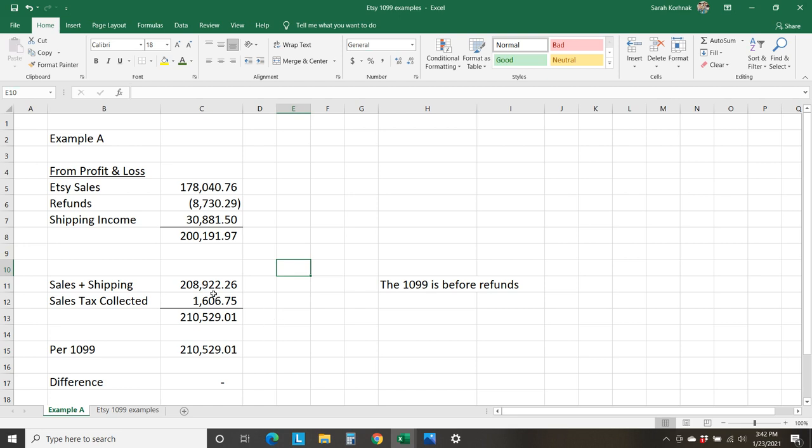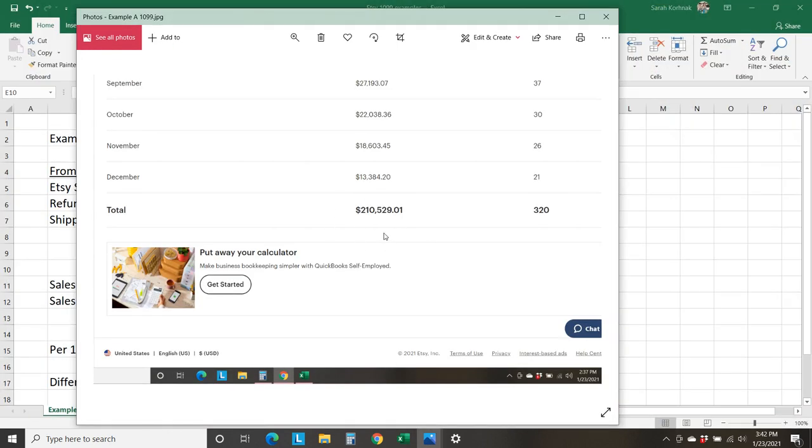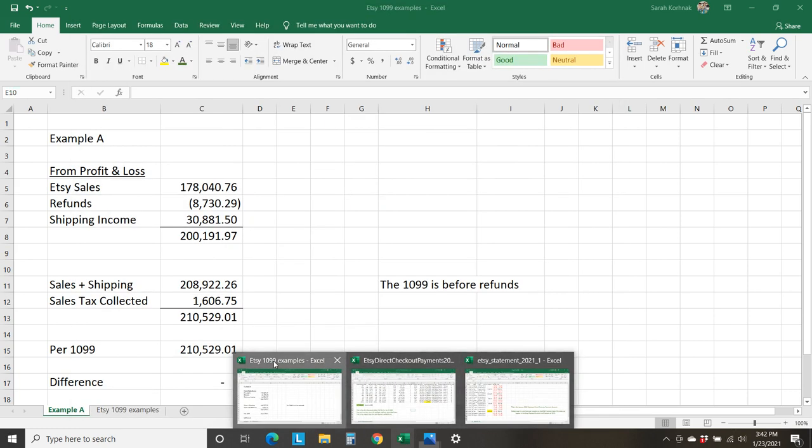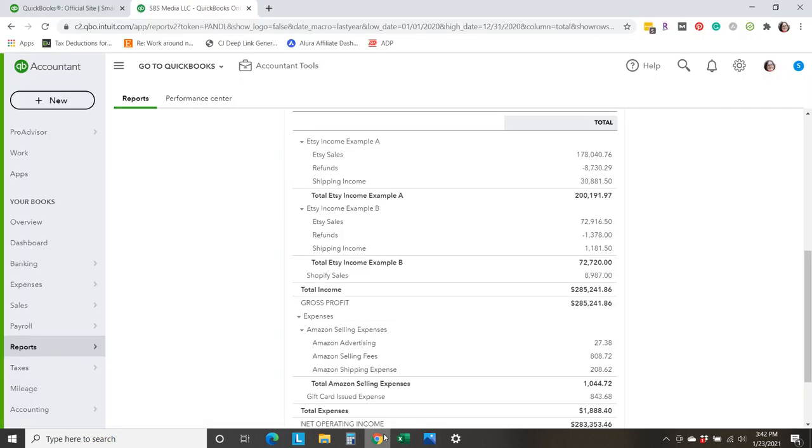So then when we add those two numbers together, we get 2010 529.01, and the 1099 was 2000 529.01. So we tie exactly to the 1099. It's such a good feeling. And if you're handing off your profit and loss to your accountant, just show them this little breakdown that you did. Tell them what numbers you added together to tie to the 1099, and they will just love you for that. All right, let's move on to example B, which has a little bit of a difference.